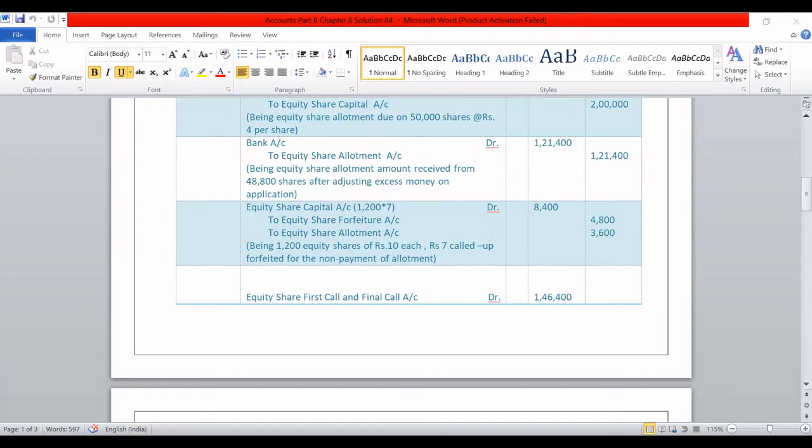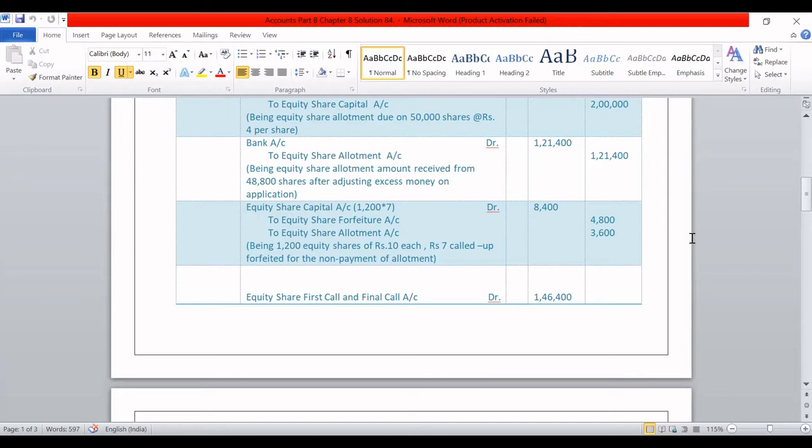So how much did he fail to pay? 1,200. So 50,000 minus 1,200. The allotment due was for 50,000 shares, and from that he failed to pay for 1,200, which amounts to 48,800 shares, and the price is rupees 4 per share. So 48,800 into 4 will give you 1,95,200. So the bank account is debited and the equity share allotment account is credited.